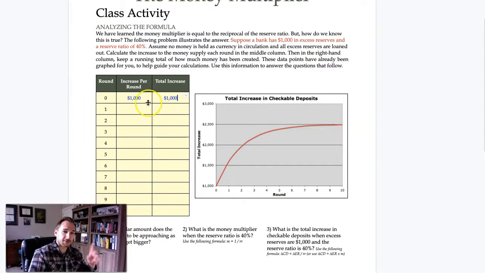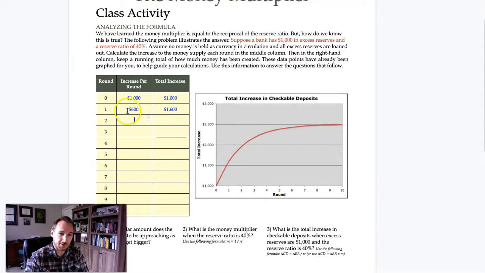Now, the reserve ratio is 40%, so that means that the bank can lend back out 60% of it, right? If they have to keep 40 in reserves, they can lend out 60% of it. So 60% of 1,000 will be $600. That's how much it increases in one round. Now we see a total market increase of 1,600.